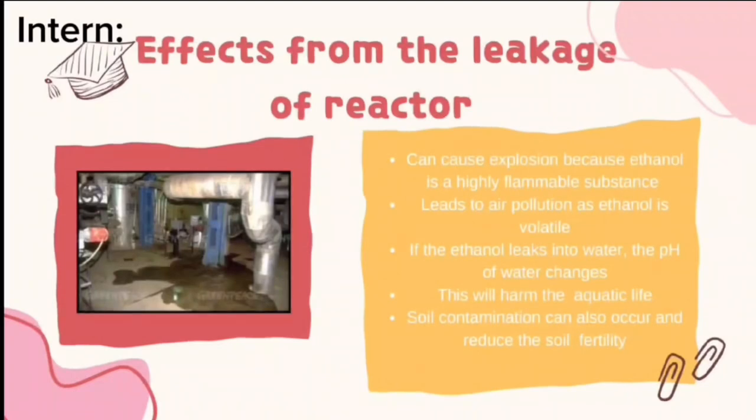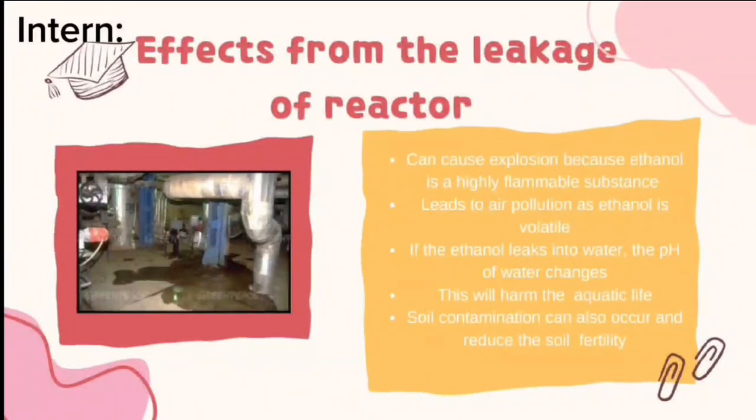The leak of ethanol from the reactor is very dangerous since it can affect the environment and also human health. Firstly, it can cause an explosion because ethanol is a highly flammable substance. When a leak happens, it can create fire hazards, especially if the vapor mixes with air and an ignition source is present. Secondly, it can lead to air pollution as ethanol is volatile. When the ethanol evaporates, this can cause human health effects, such as direct contact irritating the skin and eyes, and ingestion or inhalation leading to alcohol poisoning in severe cases.